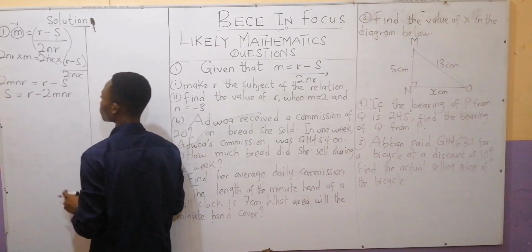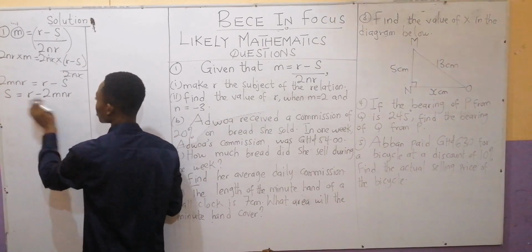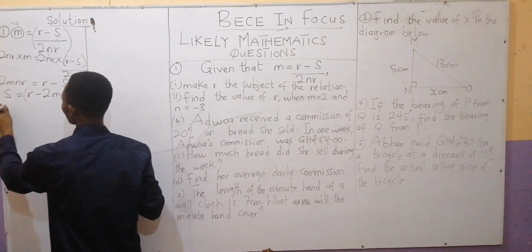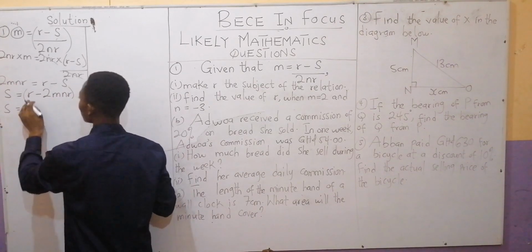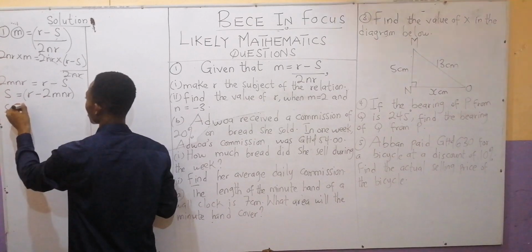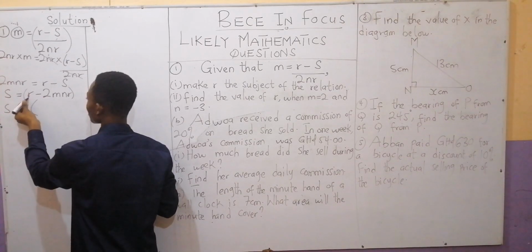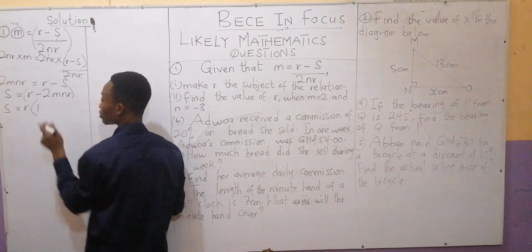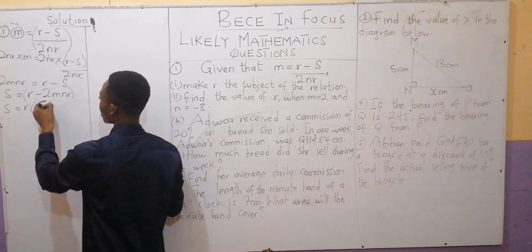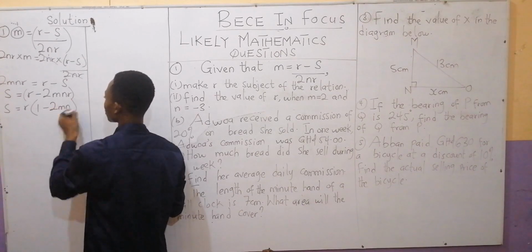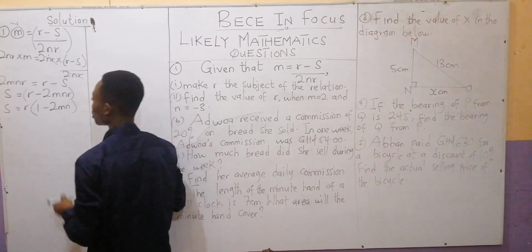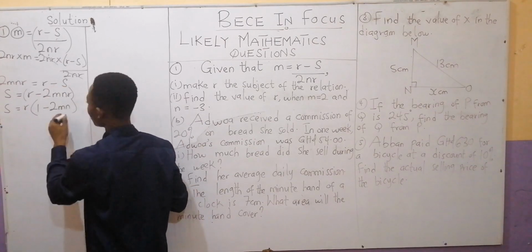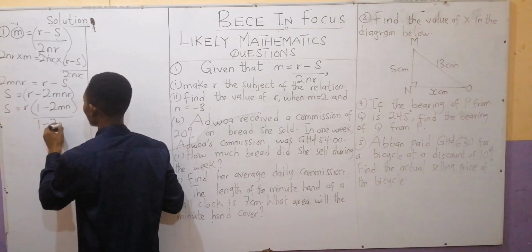So we want to make r the subject. Since r appears twice, we factorize. So we put this in bracket. So s is equal to, now the common term r is factorized. R has been factorized, there's nothing here, so we replace it by 1. So r times 1 will still give us the r. Minus, we have 2mn, since r has been factorized. We want to make r independent, so we divide by 1 minus 2mn.